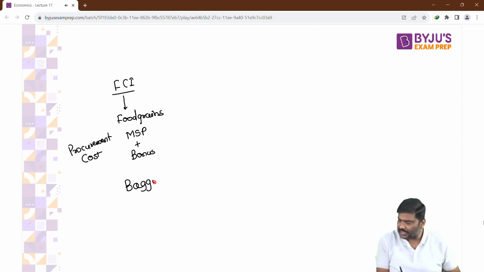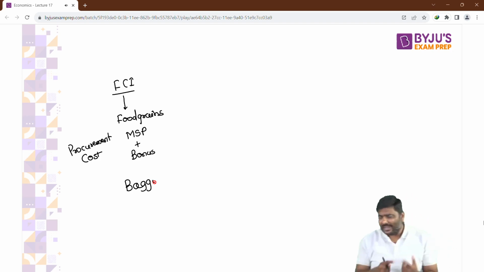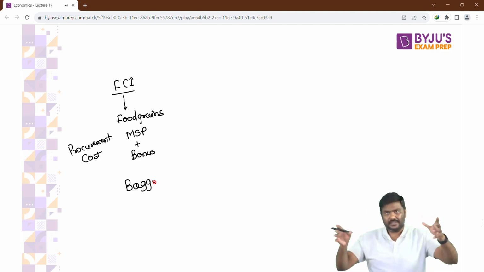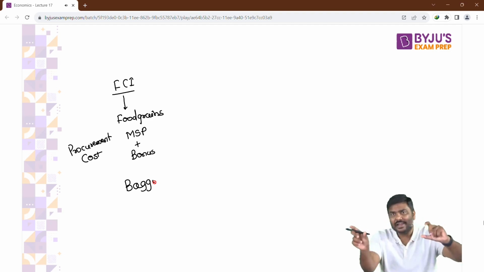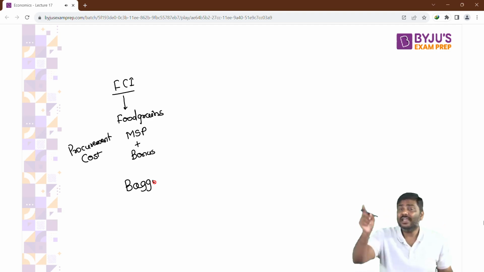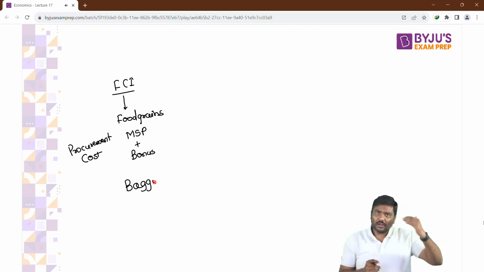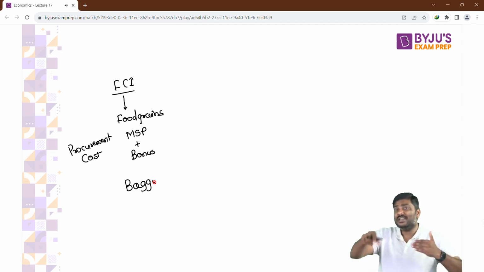Charges will be there. Labor charges will also be there. Correct? And you're buying all of these food grains in a market. We'll discuss this tomorrow. Have patience. You'll buy all of these food grains in the market, which is called a mandi. So mandi charges will also be there.